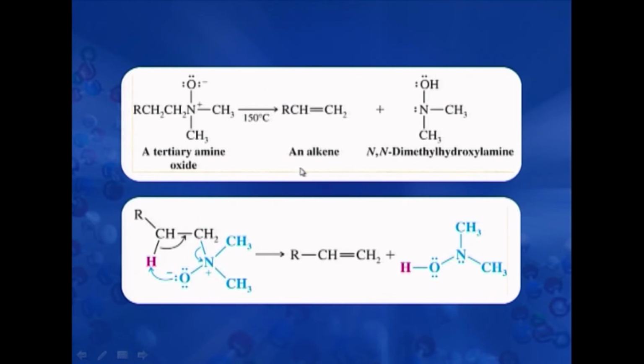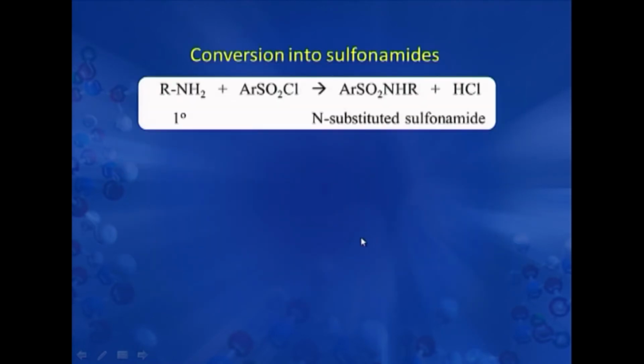As has been discussed, this elimination reaction and formation of the alkene is a syn elimination, that is, the removal of this dimethylhydroxylamino group and the hydrogen from the next carbon. Both of them are removed from the same side of the molecule, and that is why this elimination is called syn elimination. We will now discuss the conversion of amines into sulfonamides.